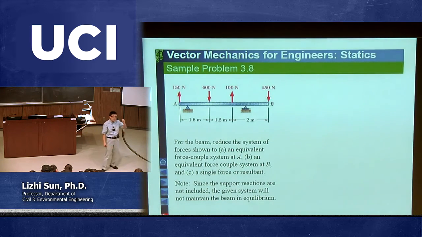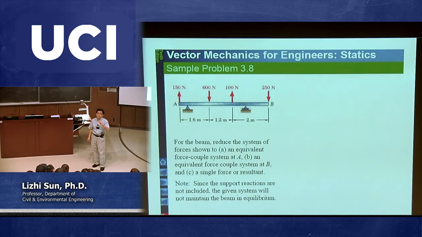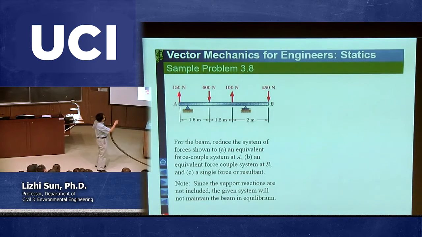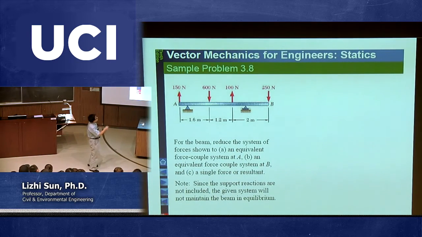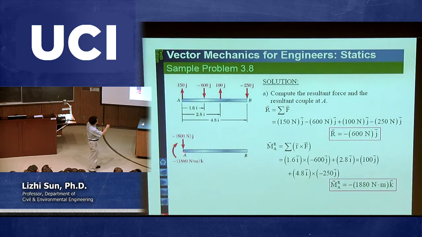So typically, you just need to randomly pick a point. Okay, you randomly pick a point. For example, you pick point A, or you pick point B, or you can pick this point, or this point. No matter what, you move all the forces to that point, and then you finally end up with one force and one moment. And that force is called the resultant force, and that moment is called the resultant moment. So you simplify the original scenario with multiple forces into a single force and a single moment.